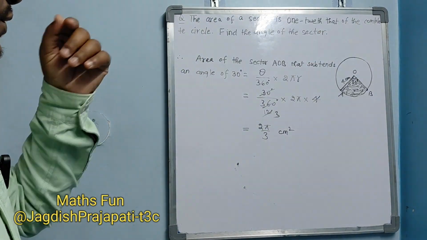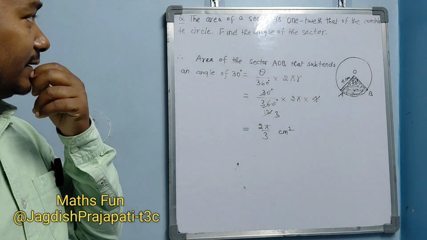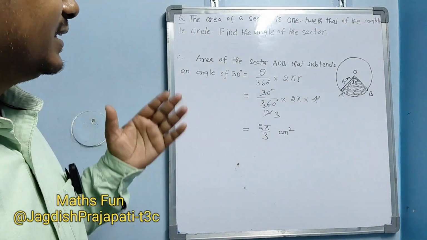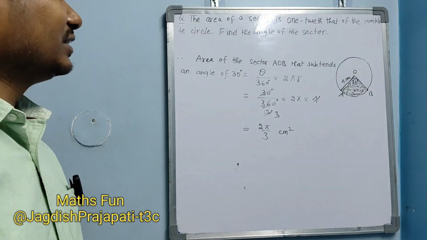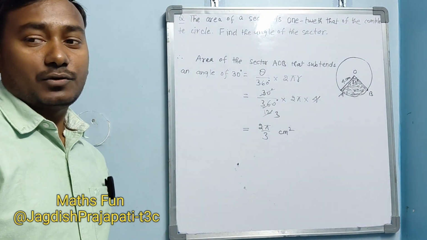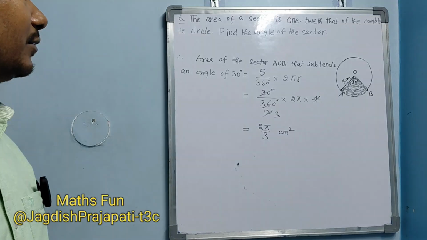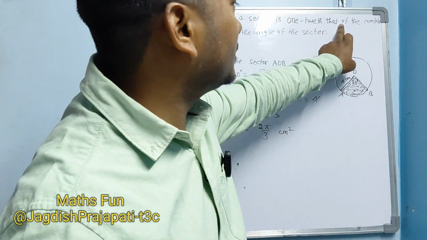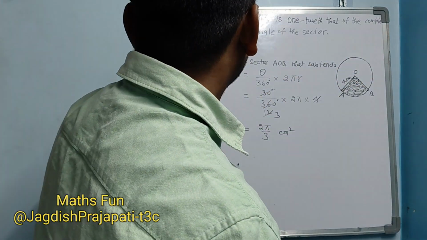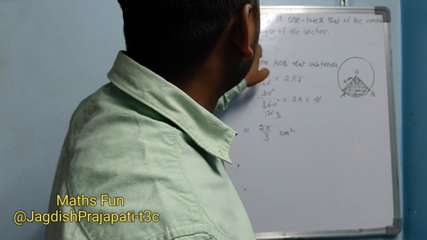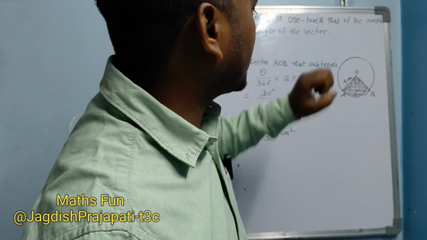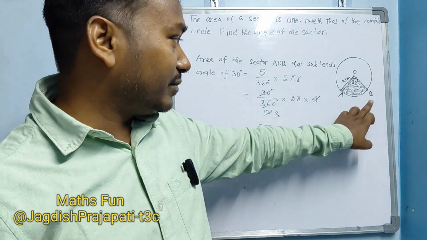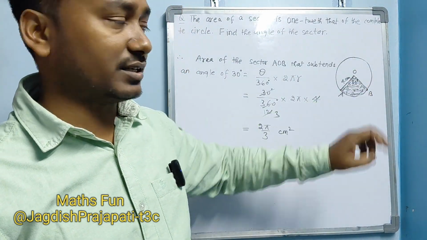So now here in this problem, we don't have given any information, but a relation is provided with the circle. So based on that we can find out. The area of a sector is 1/12 of that of the complete circle. Find the angle of the sector. Okay, angle of the sector means the angle subtended by the sector at the center of the circle.